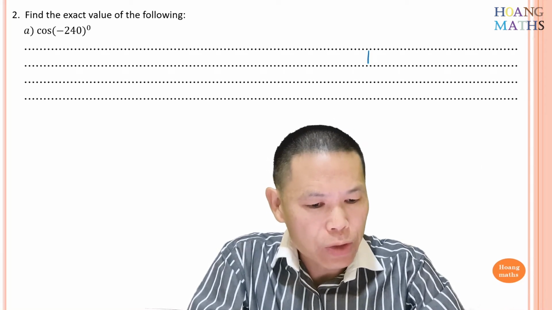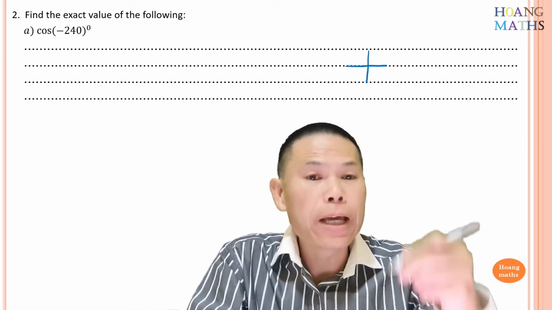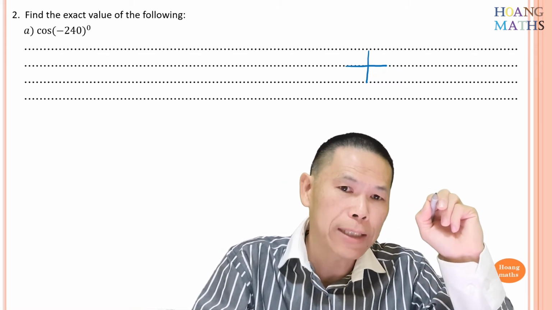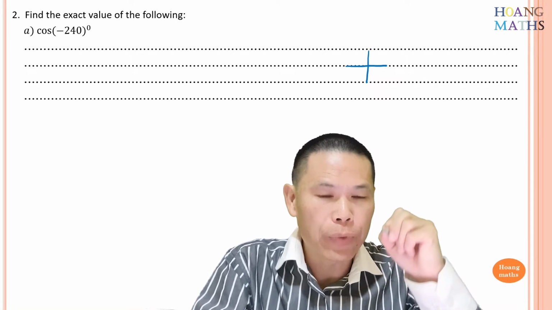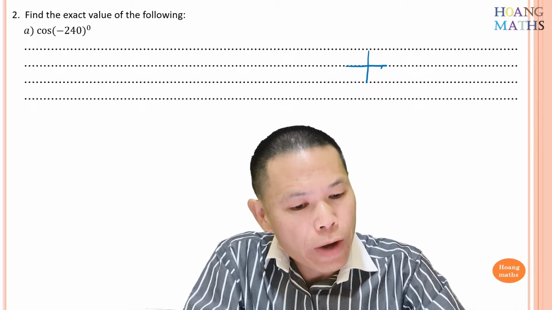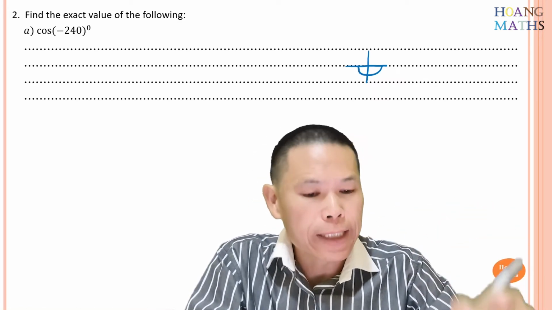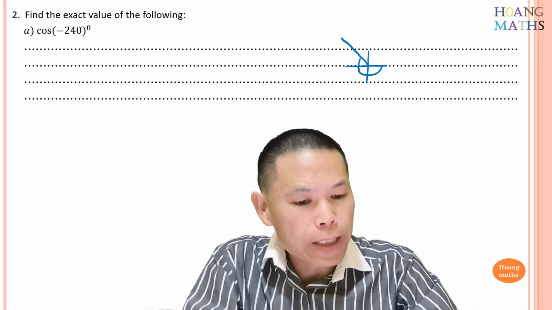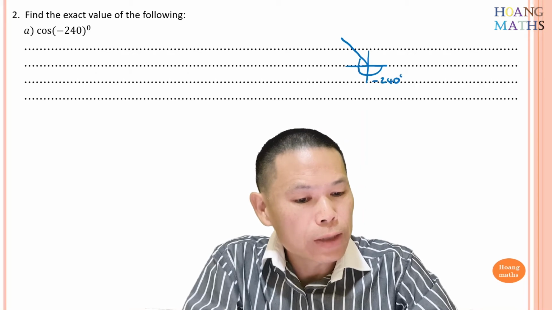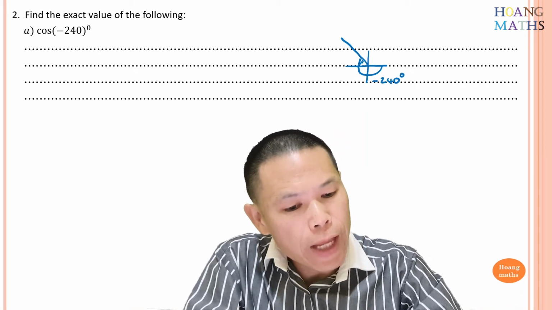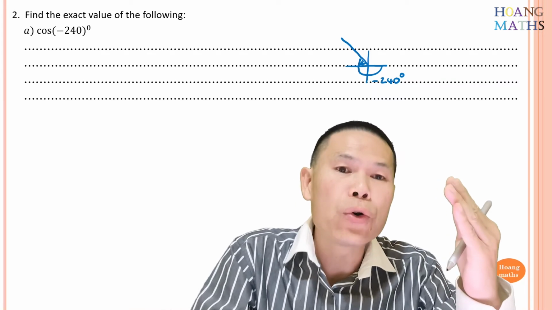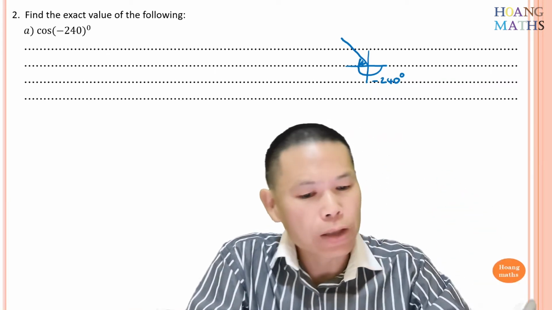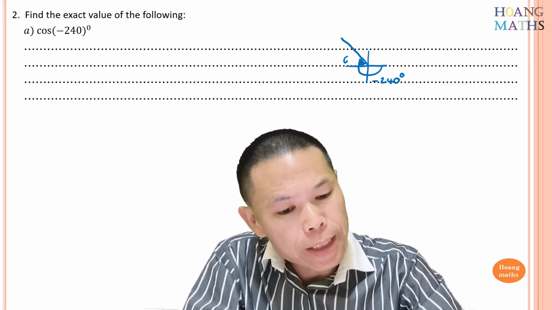So let me just quickly draw the diagram out. And negative 240, so we start from the positive x-axis and we go clockwise. Okay, so 240. So all the way from here to here is 180, and then we add a little bit more. So this is it, and this is negative 240 degrees. Now, to work out this reference angle, we just go 240 minus 180. Okay, that gives me 60. So the reference angle in here is 60 degrees.